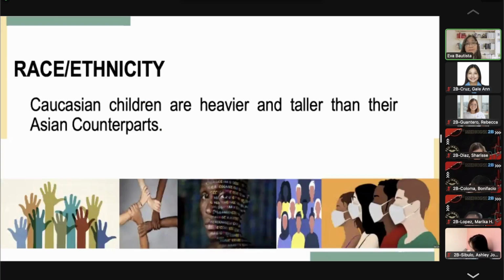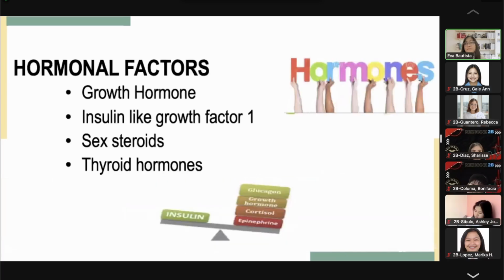Same with race or ethnicity. We know that Caucasian children are generally heavier and taller than their Asian counterparts. And there must be a balance of several hormones for growth to occur. So growth at puberty is dependent on the interaction of growth hormone, insulin-like growth factor 1, and sex steroids. Thyroid hormones also affect the growth of the skeleton and other body tissues.